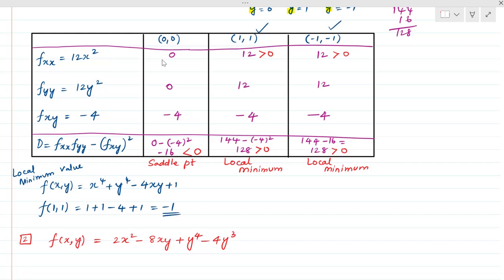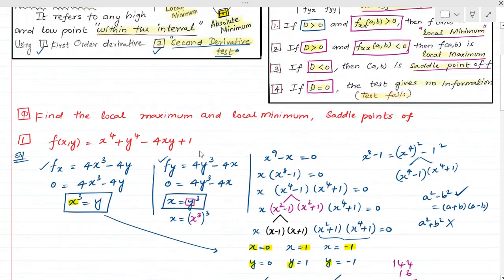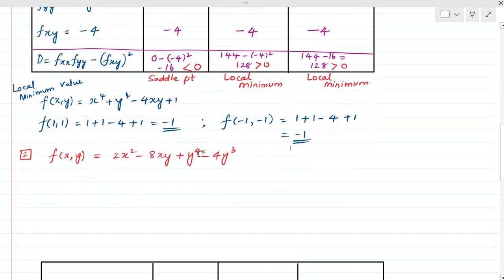That's it. Now similarly, we will have another point as well, which is also local minimum. Minus 1 comma minus 1. Here it becomes 1 plus 1. Here minus of minus becomes plus, minus 4 plus 1. So the answer will be again minus 1. So this is the minimum value at these 2 points. That's it. Clear? Now let us go with the second problem.